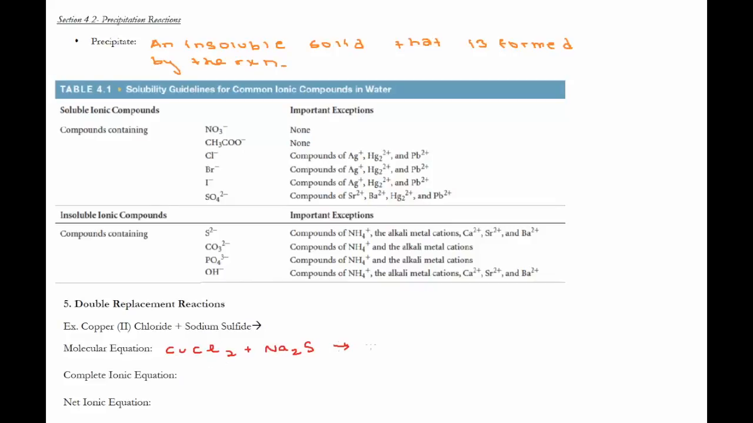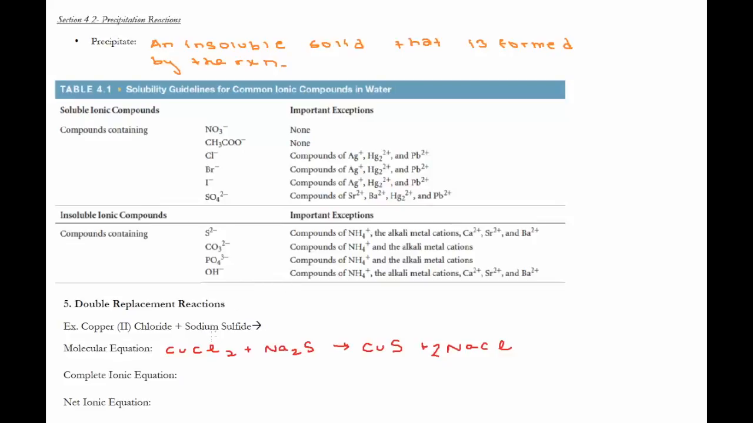So copper has a 2+ charge, sulfur has a 2- charge, so I've already crossed my charges. Na has a +1 charge, Cl has a -1 charge, so this would just be NaCl. And the last thing you need to do is balance. I'm going to put a 2 there, and now I'm balanced.